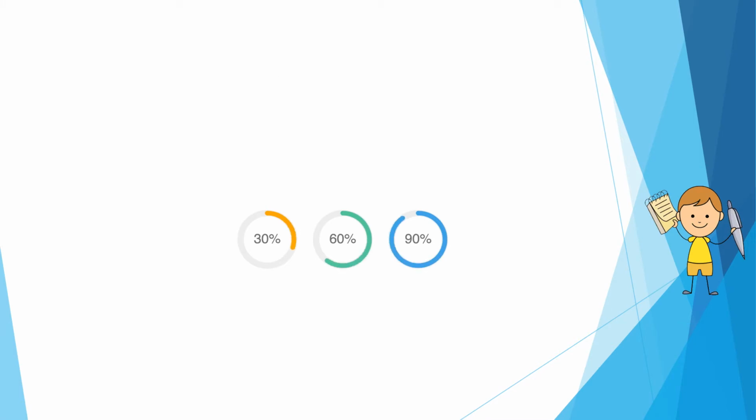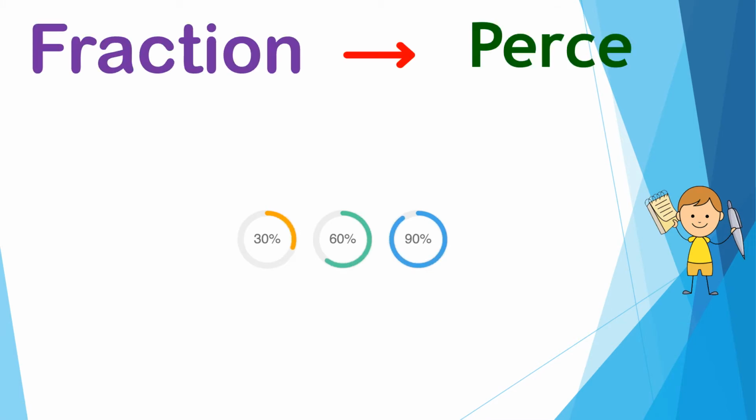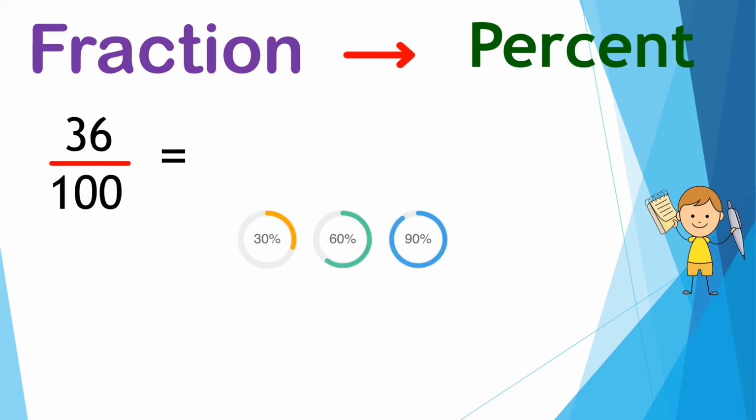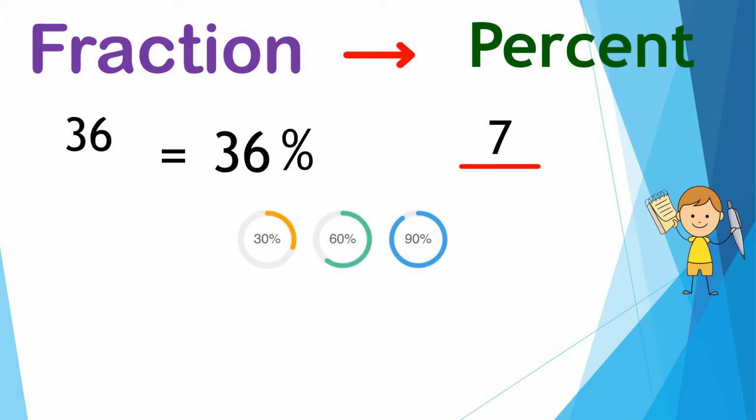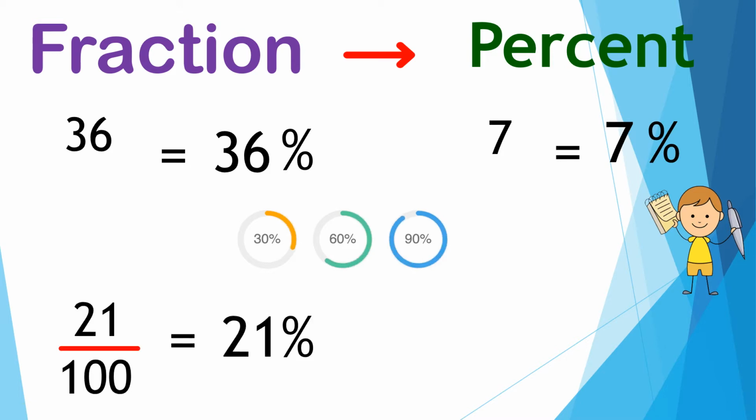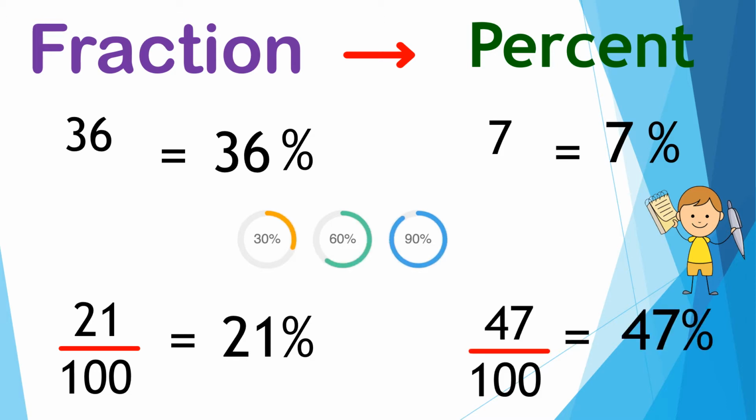In the same manner, we can convert fractions to percentages. Look at this example, 36 over 100. To convert this into percentage, simply copy the number, remove the denominator 100, and write the percentage sign instead. Another example, 7 over 100 is as simple as 7 without the denominator 100, then add the percentage sign. So 21 over 100 is 21%. 47 over 100 is 47%.